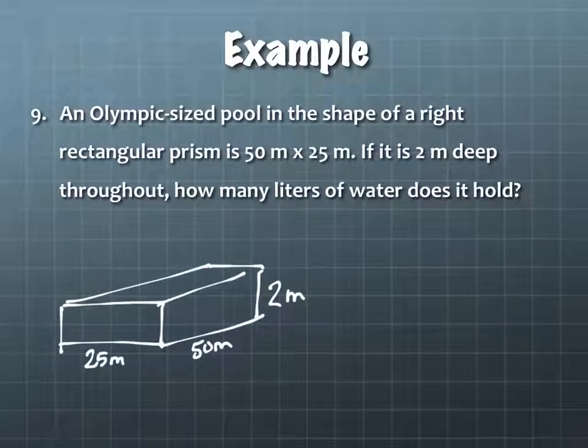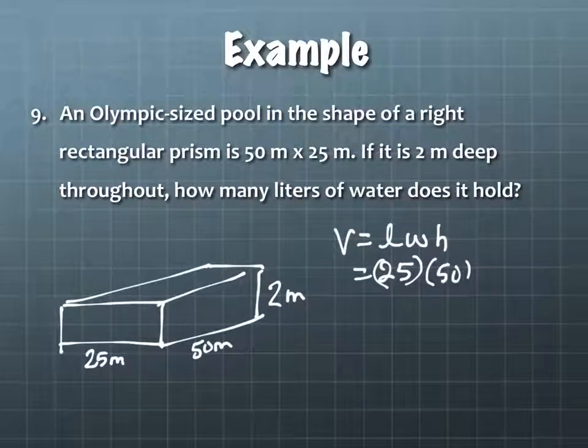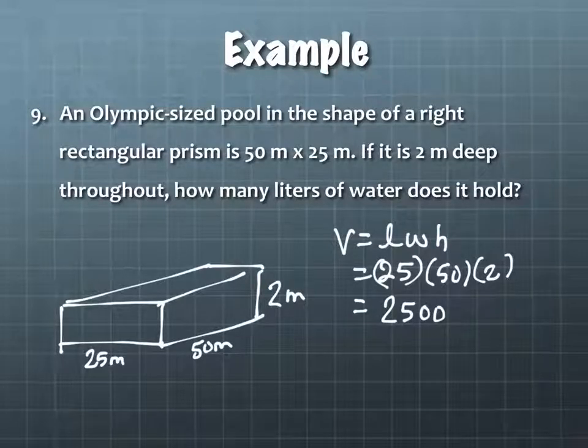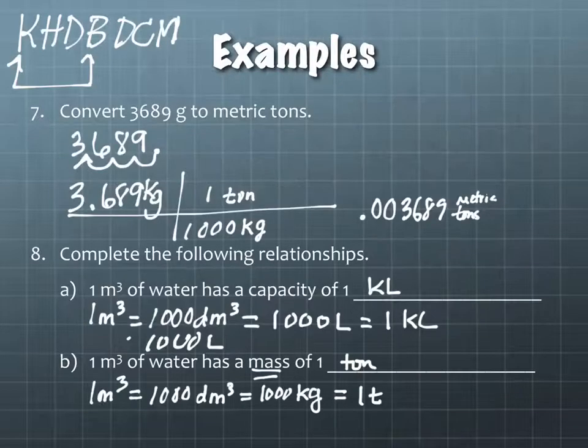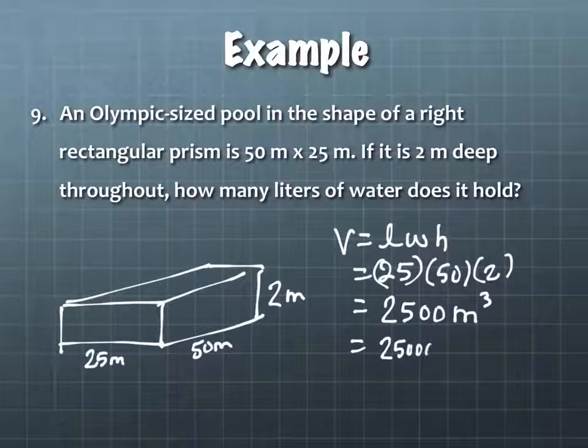Well, the first thing we can find is how many cubic meters it is. So the volume is length times width times height: 25 times 50 times 2 for a total of 2,500 cubic meters. And again, what we just did on the problem before with cubic meters is we changed them into decimeters. So we'll take that 2,500 and move 3 more decimals. So that's 3 more zeros. So this is 2,500,000 decimeters cubed.